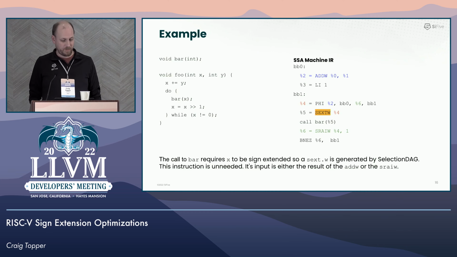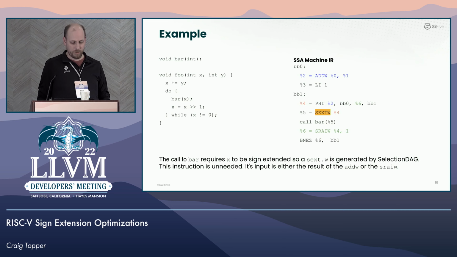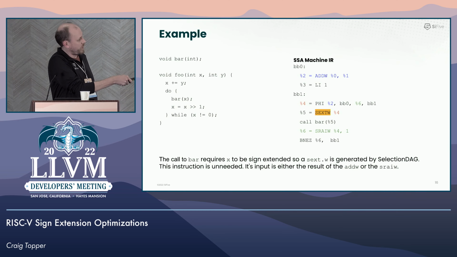So here's an example containing a redundant sign extend W after a loop and after SelectionDAG. On the left, I have a prototype for a function that takes an int by value. The ABI requires that this argument be sign extended to 64-bit, and the function foo calls this in a loop. The loop passes a variable x to bar, and this variable either comes from an add operation before it or a shift operation on the previous iteration of the loop.